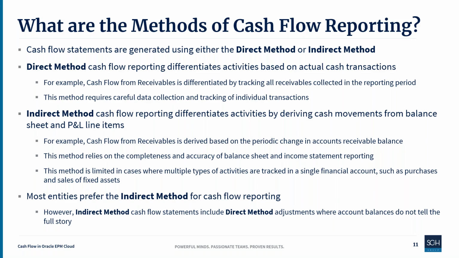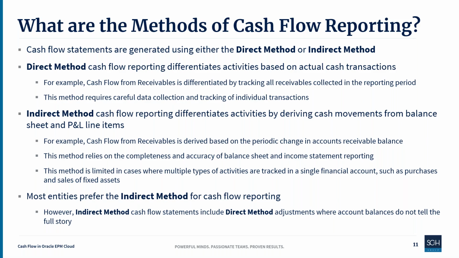On an indirect method, you would track the change in your receivables. So if you have fewer receivables at the end of this month than you did last month, that means that you've collected cash on your receivables, and so on and so forth. If your inventory goes up, that means you've spent money on inventory. This method relies on completeness and accuracy of your balance sheet and income statement, which hopefully you have.